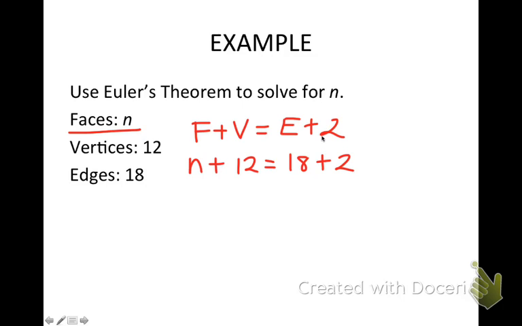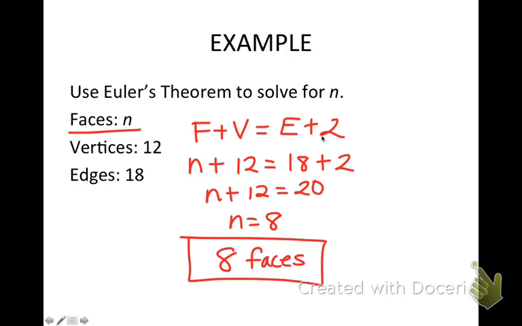Combine your like terms on the right. 18 plus 2 makes 20. So if my three-dimensional shape has 12 vertices and 18 edges, how many faces does it need to have? 8. Right? Subtract 12 from both sides. So that means we have to have 8 faces. So I can create a polyhedron that has 8 faces, 12 vertices, 18 edges. Simple enough?